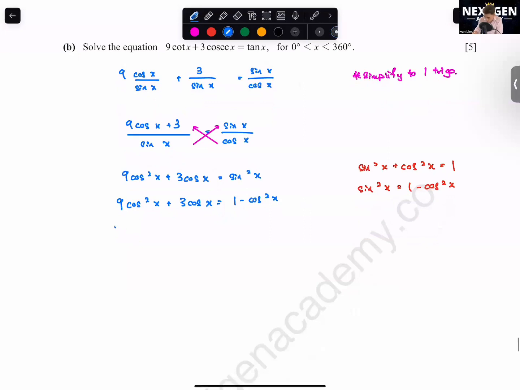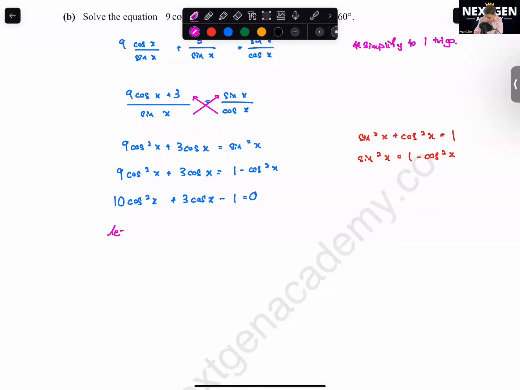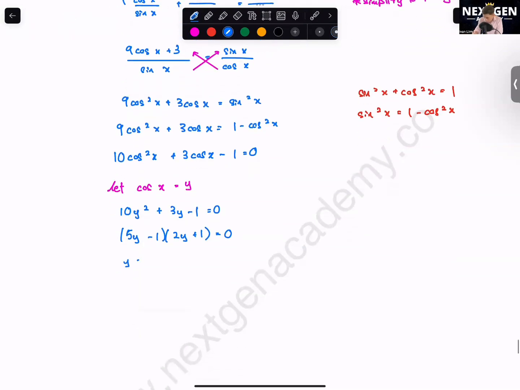Shift everything to the left-hand side, you'll get 10 cos square x plus 3 cos x minus 1 equals 0. We need to identify that this is a quadratic equation. So I'm going to let cos x equal y. 10y squared plus 3y minus 1 equals 0. Factorize it: 5y minus 1, 2y plus 1 equals 0. I will send this paper to you later. So y equals 1 over 5, and y equals negative 1 over 2.